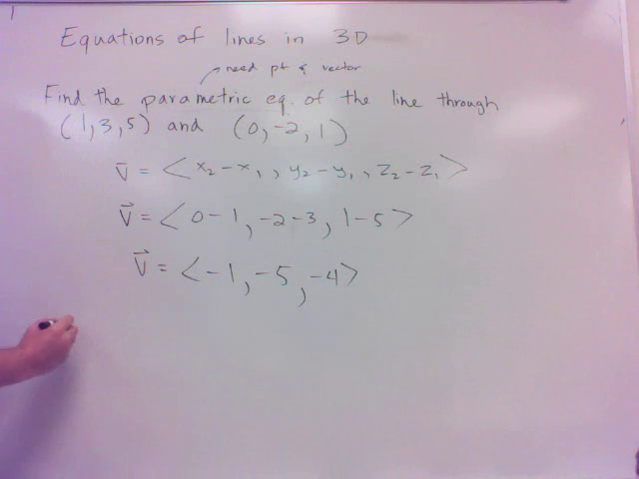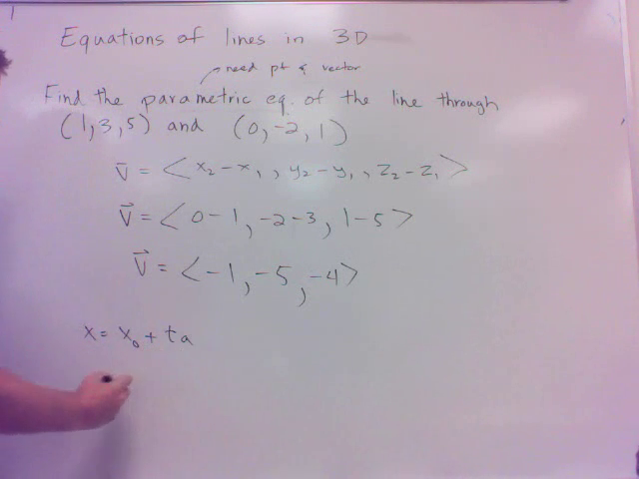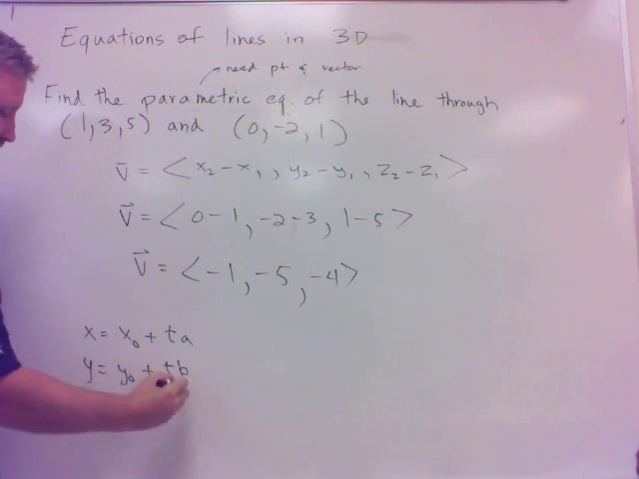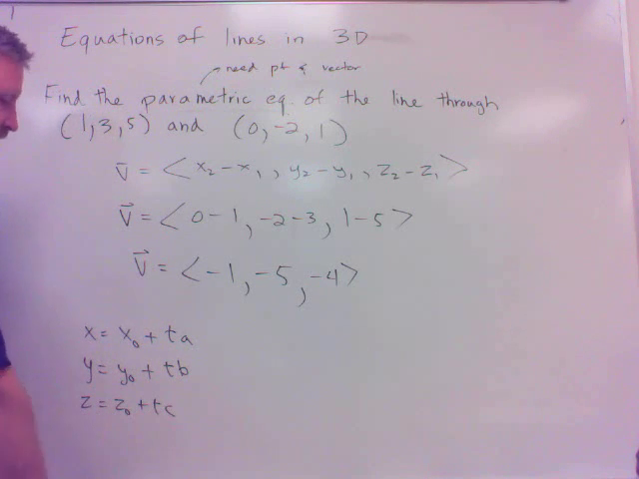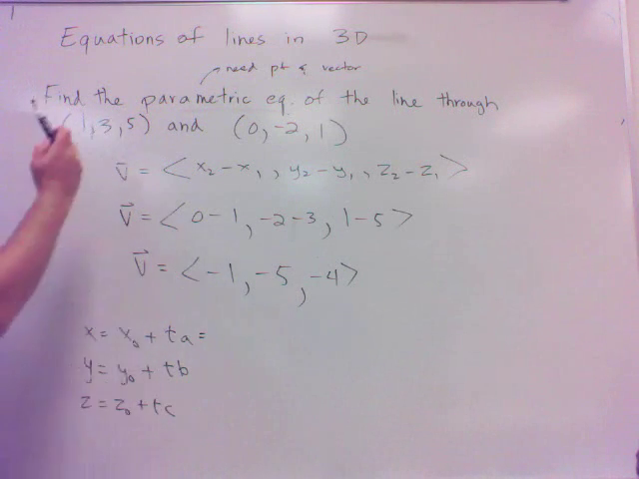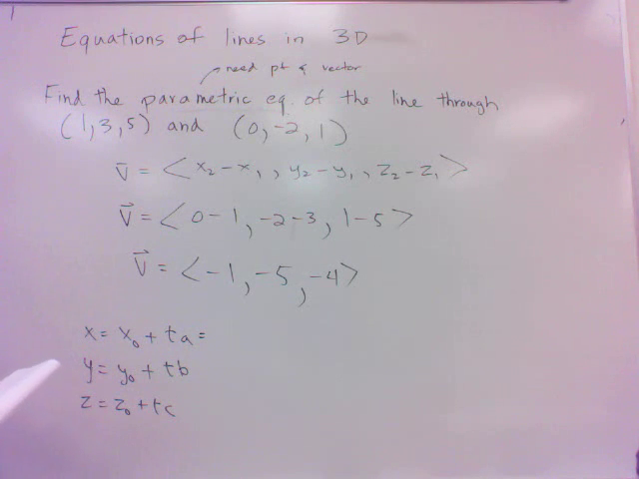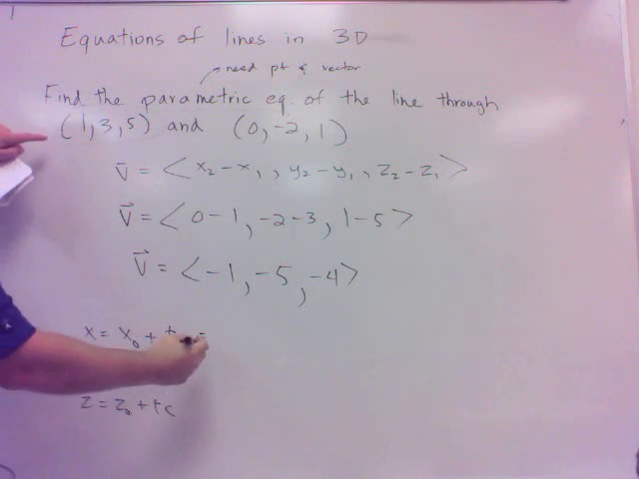All right, and so the equation of the line then, we've got x is x0 plus ta, y is y0 plus tb, and then z equals z0 plus tc. That would be our parametric equation. So what does that give us? Well, the x0. Now, we have an option here for x0. We could either do this one or that one. I'll make a point about that in just a second.